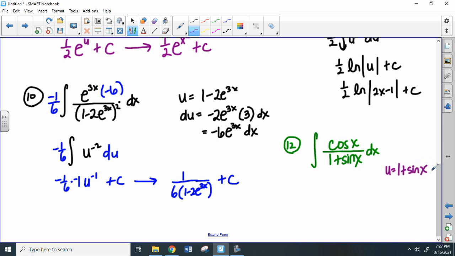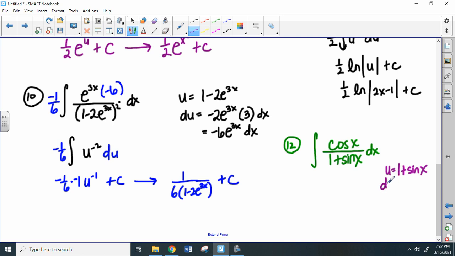The other thing you need to know is that du can never be on the bottom. Okay, u can be on the bottom because you can bring it up to the top, but du will never be on the bottom. So when you have to choose between the top and the bottom, the bottom should be your u because du cannot be on the bottom.